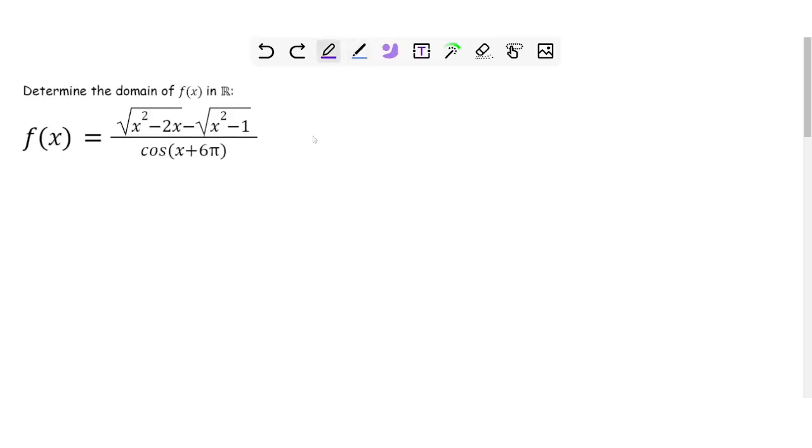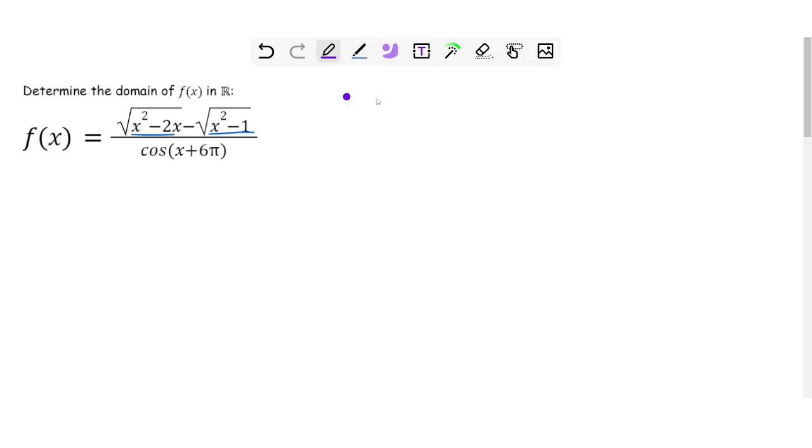Hello everyone. Today we are going to be determining the domain of a given function f of x. Now to answer this problem, we're going to first need to figure out for what values of x our function would be undefined. If we see here, we have two expressions within square roots, which means that our function is always going to be defined so long as these expressions are non-negative.